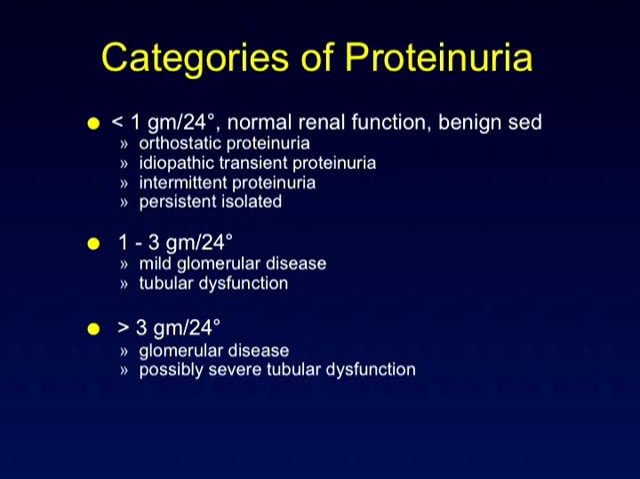So if you have a case presented to you in the boards where somebody has more than 3 grams of albumin in the urine per 24 hours, that's going to most likely be a glomerular cause. That's not going to be fever or orthostatic proteinuria.